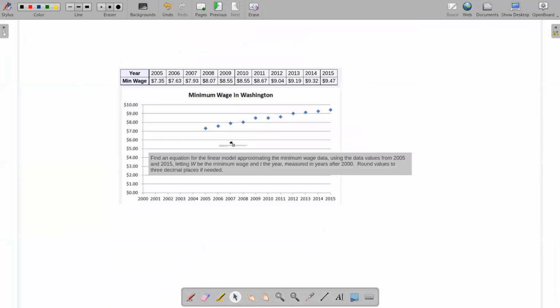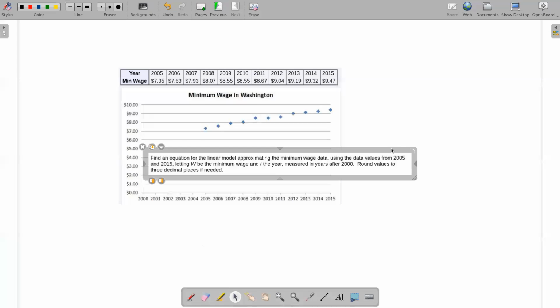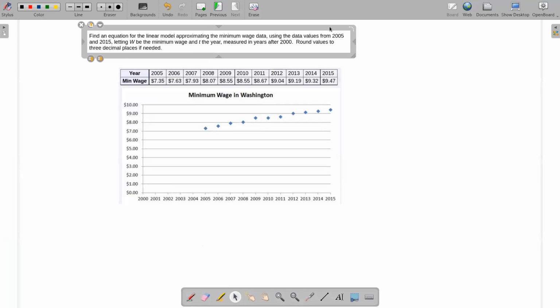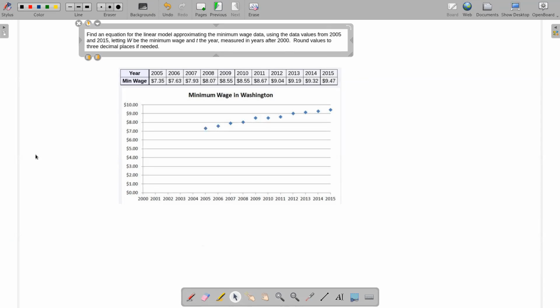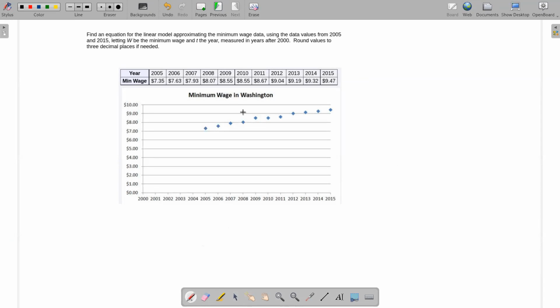All right, so here's my question. Okay, so isolate some data here. Use the data from values 2005. So I'm going to circle that one. So I want this here. And 2015. Okay, so they're saying, hey, use the first and the last. Okie doke. Those are the ones I'm going to use.